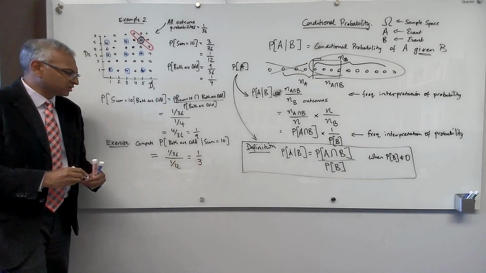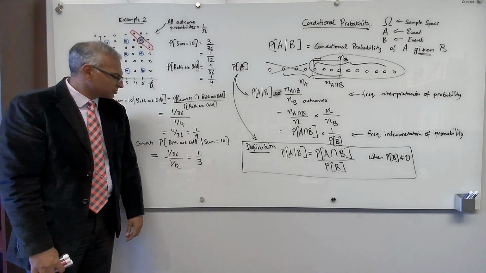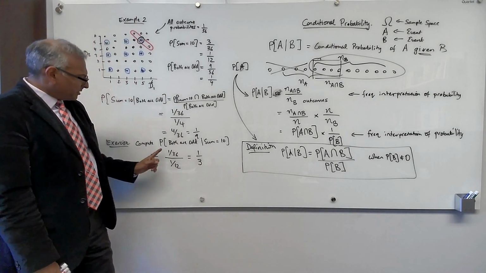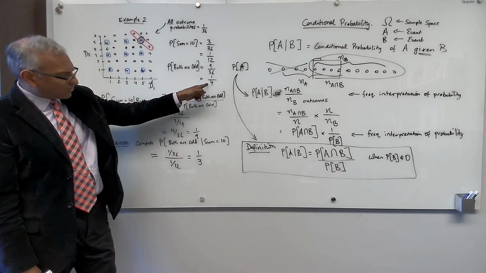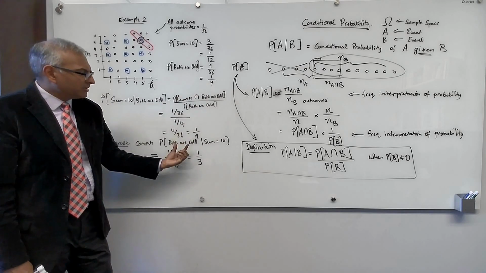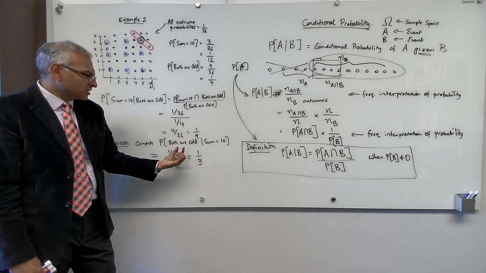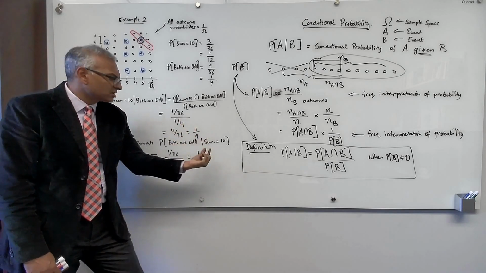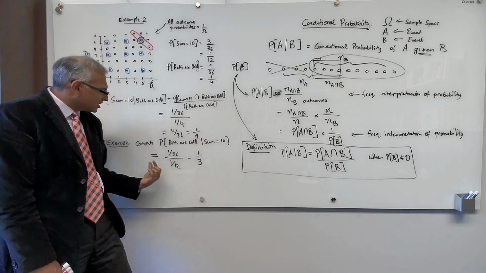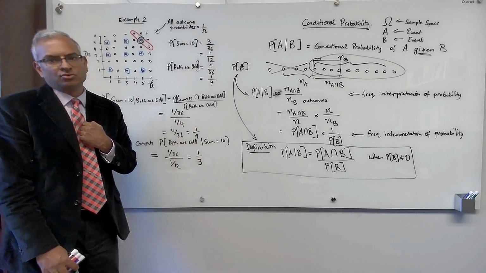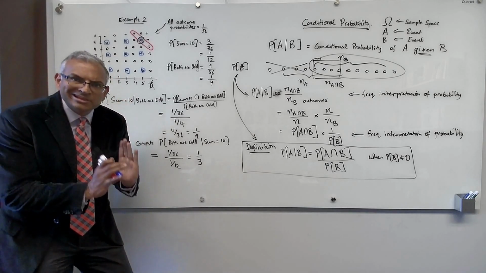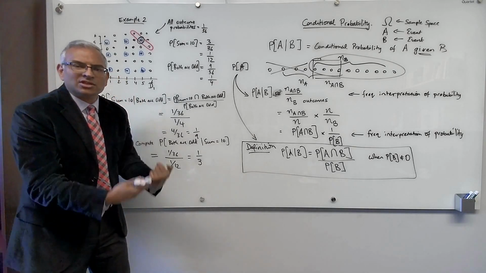Okay, sorry, 1 over 3. 12 over 36, which is 1 over 3. So look, the probability that both are odd is 1 over 4. Now, if I give you the additional information that the sum is 10, the chances that both are odd have gone up to 1/3. So probabilities get updated when you get new information.